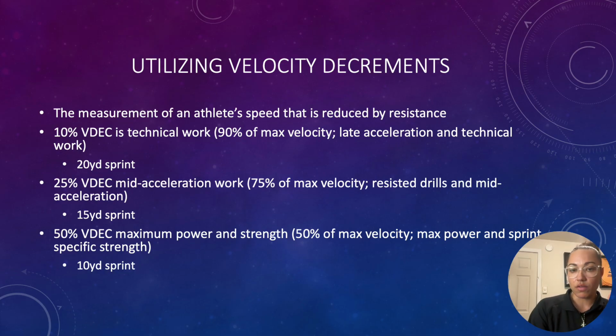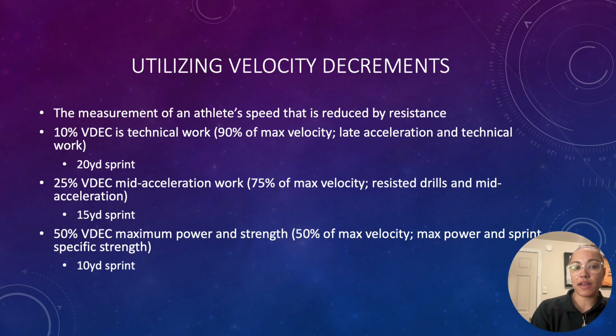We have to figure out our goal velocity and our goal time. That way we know how much weight we have to put on our sled. Next is 25% velocity decrement. This is our mid-acceleration work. This is our 75% of our max velocity. This is going to be our resisted drills. This is our mid-acceleration. This is going to be performed at a 15-yard sprint.